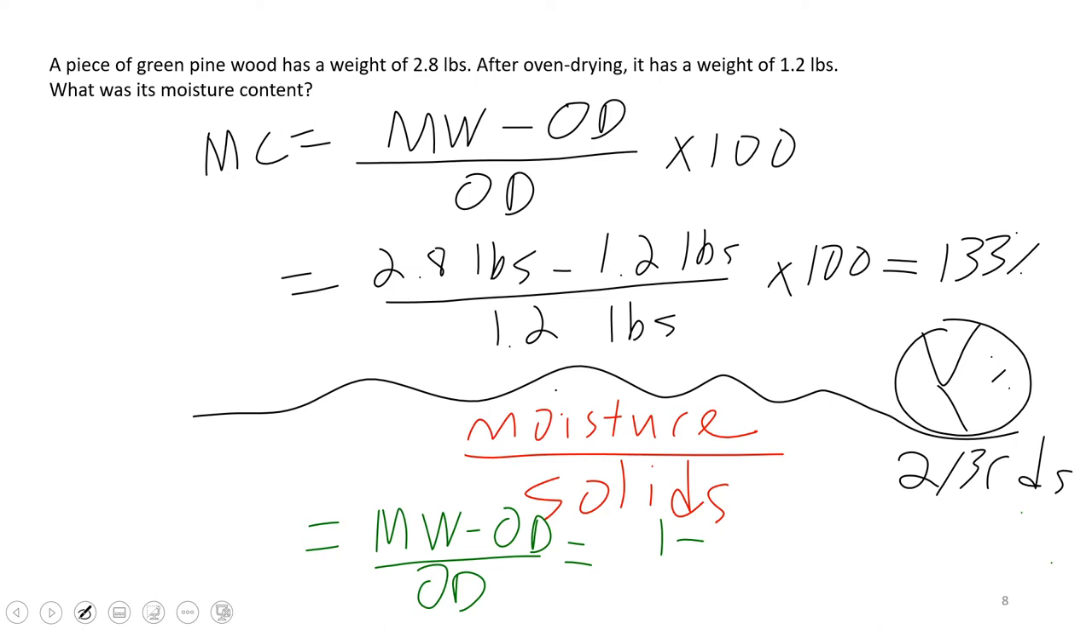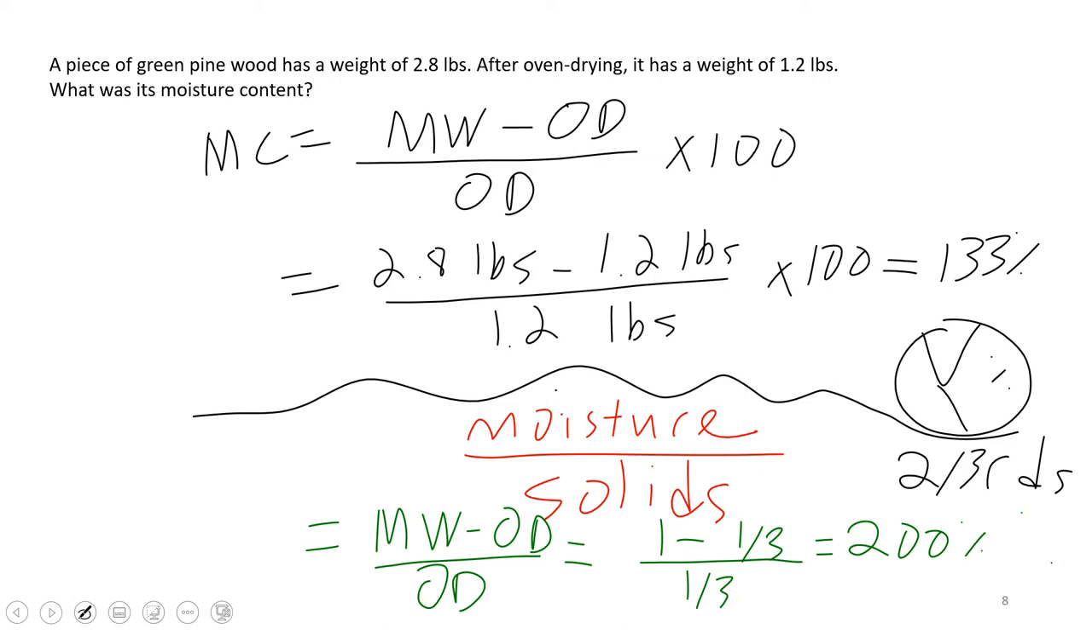Then, the oven dry weight would be 1/3, because if the human body is 2/3 water, when I oven dry the human body and drive that moisture off, I will be left with 1/3 after subtracting 2/3 from the original whole. And then the oven dry weight will just be 1/3. So in the numerator I'll have 2/3, the denominator will have 1/3, and I'll be left with a moisture content of 200%.